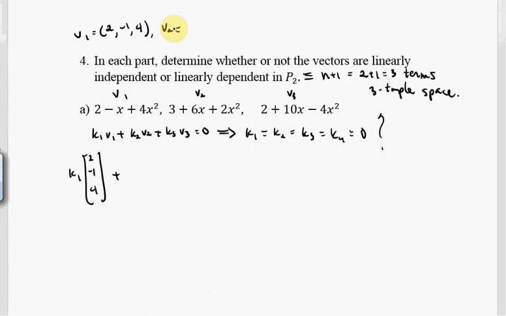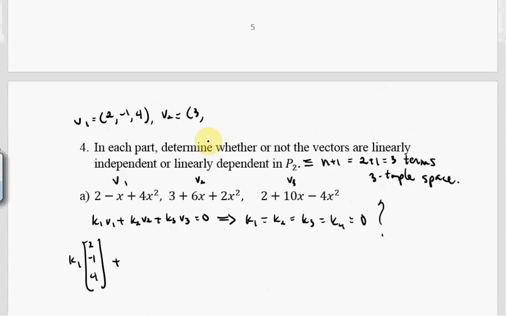V sub 2 has coordinates 3, 6, and 2. V3 has coordinates 2, 10, and negative 4. The order is important. So if they're listed in ascending order, then all must be listed in that order. Or if they're listed in descending order, that's fine too, but they all must be listed in that order. Okay. So if you start with the 4x squared minus x plus 2, that's fine, but list all the other vectors in that particular set in that same format and order.